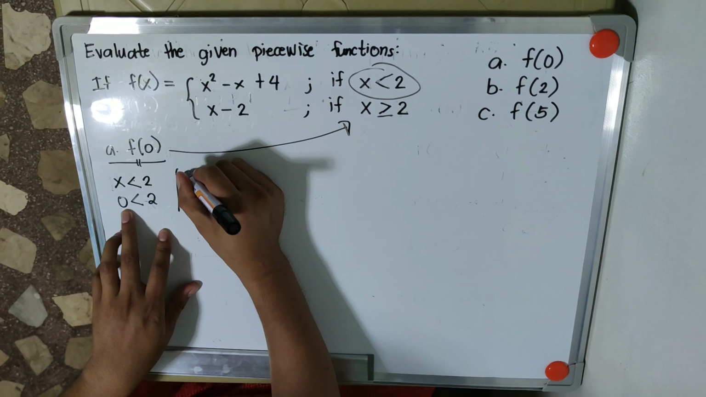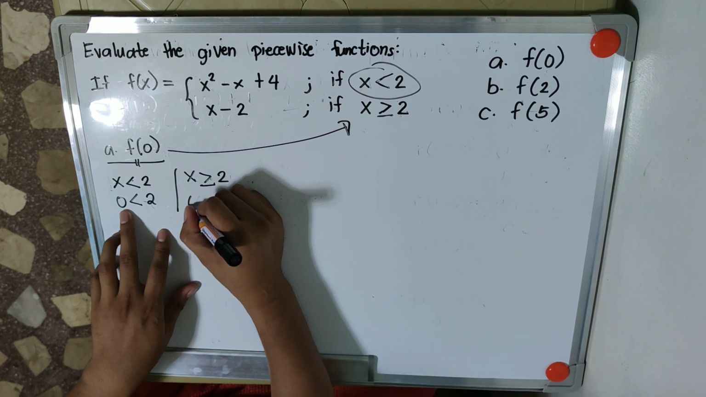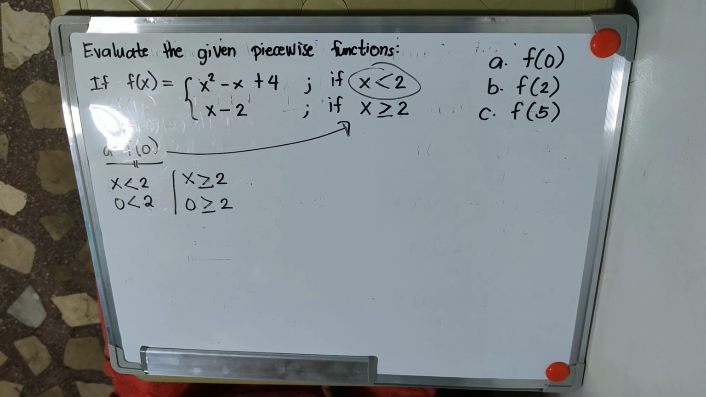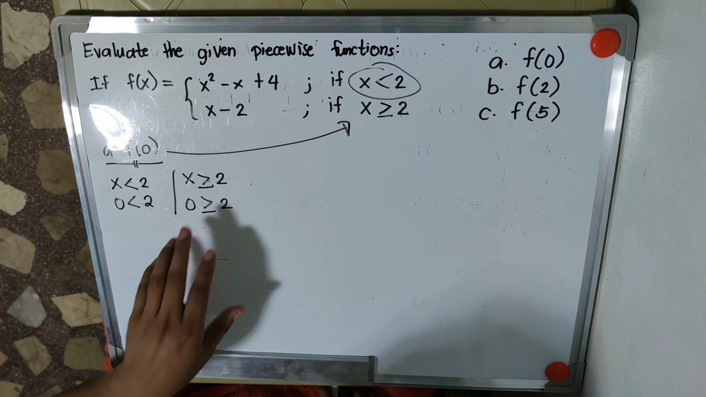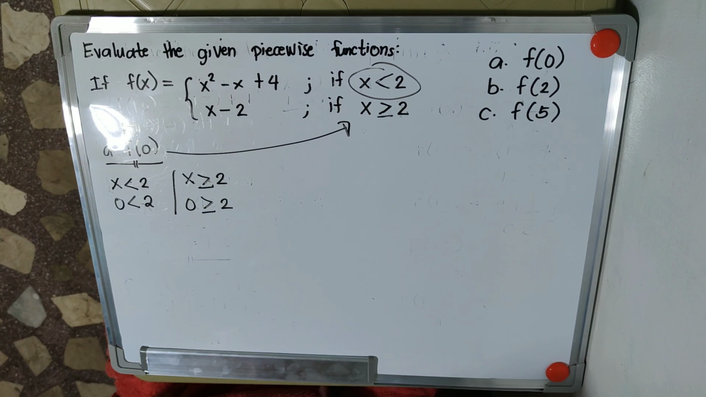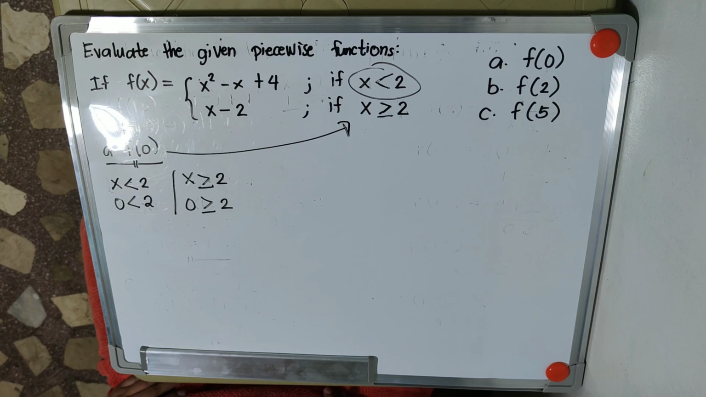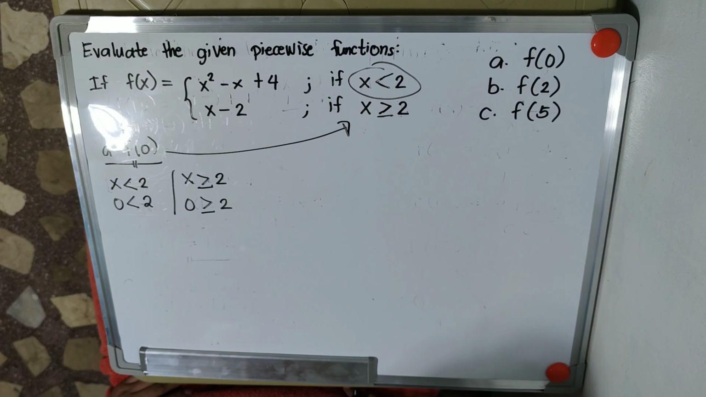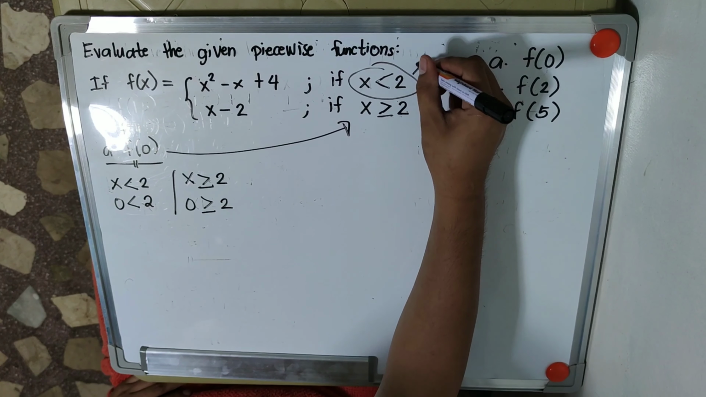On the other hand, ano yung pangalawa? X greater than or equal to 2. Ano yung x natin? 0. Is 0 greater than or equal to 2? Now, saan nakaharap yung symbol? Yung symbol ay nakaharap kay 0. So, ibig sabihin, mas malaki si 0 kaysa kay 2. Is that correct? Wrong. Kasi si 2 ay mas malaki kumpara kay 0. So, f of 0 can satisfy the first condition only.